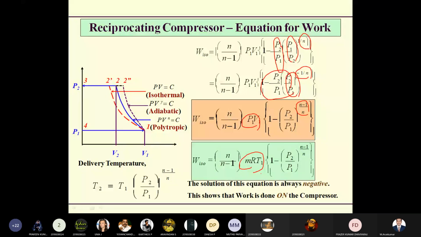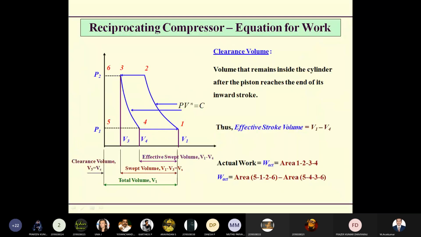So the solution of this equation is always negative, you know very well. Why? Because we are doing work on the system. So this shows the work is done on the compressor. So this is the actual work done on the isothermal compressor.